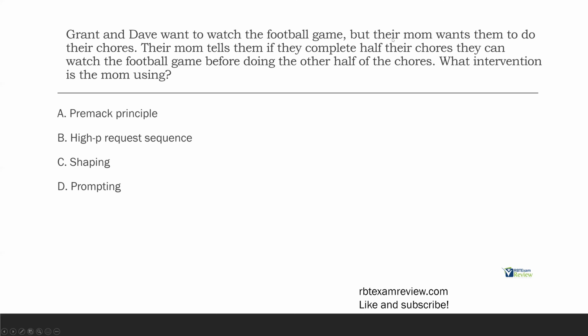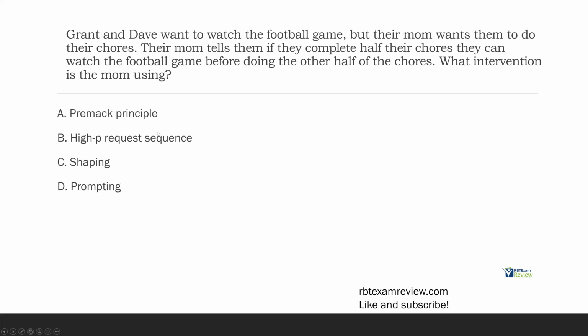The mom says, if you complete half your chores, you can watch the football game. What is the mom doing? She's using access to their preferred activity, the football game, as a reinforcer for getting them to engage in the non-preferred or less preferred activity of completing their chores. What intervention is that called? What intervention is it when we use access to a preferred activity as a reinforcer for a non-preferred activity?